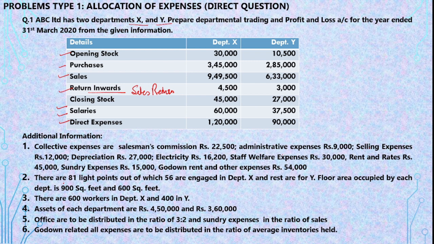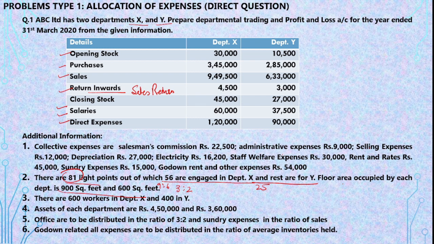So you are given information here also. There are 81 light points, out of which 56 are engaged in department X and the rest are in Y. So how many are there in Y? Out of 81, 56, that means 25. So the ratio is 56 is to 25. Floor area is 900 is to 600. If you simplify this, it will be 3 is to 2. 9 is to 6 is 3 is to 2. You can simplify the ratios. Sometimes you can do it, sometimes it's not possible, then you will have to take the ratio as it is. Like for light points, the ratio is 56 is to 25. We cannot simplify it further.